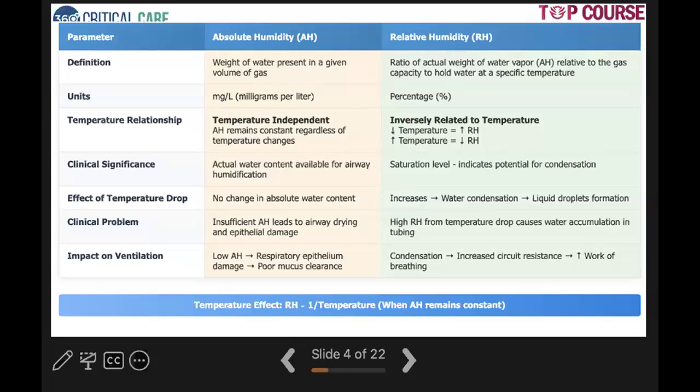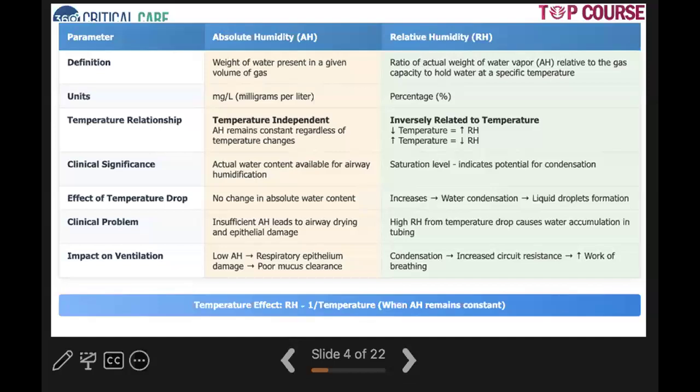So when you apply this concept to the airway, absolute humidity with respect to the airway is the actual water content available for airway humidification. That is called absolute humidity. So when you are selecting a device, it should have so-and-so absolute humidity so that it can moisturize and humidify the airway. That is called absolute humidity.